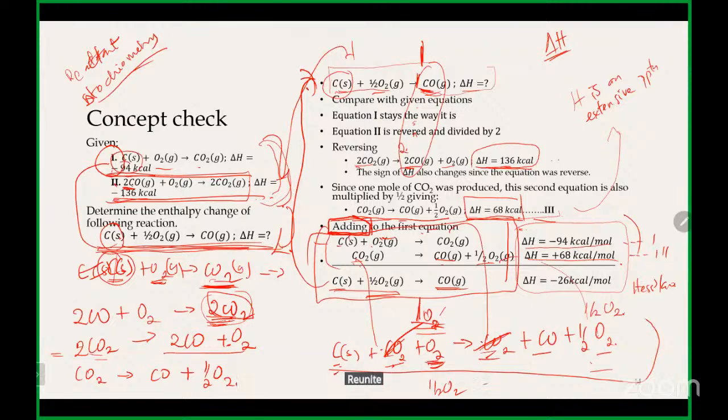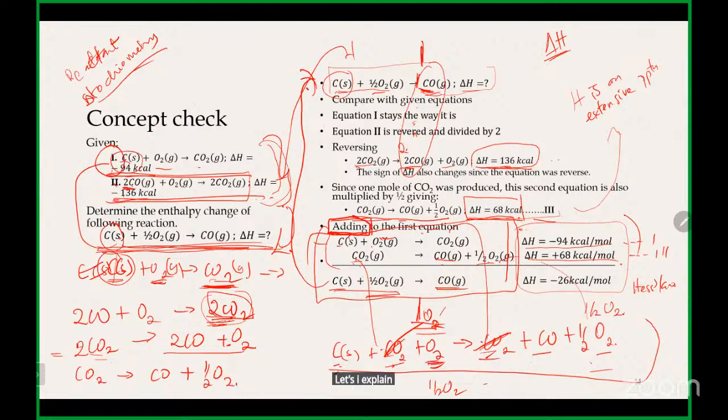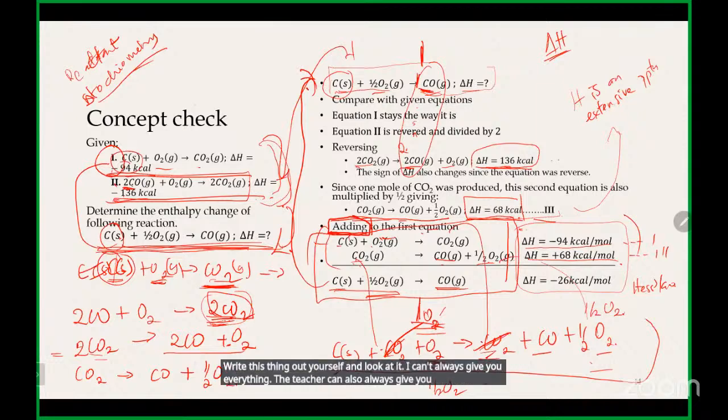If we're adding, why are we subtracting 1 over 2? What do you think? Because there's oxygen on both sides of the equation. There's oxygen in the reactant side, and there's oxygen in the product side. You have to subtract that oxygen from both sides of the equation. Ah, he has given you a very good explanation. Write this thing out yourself and look at it. I can't always give you everything. The teacher cannot always give you everything you need. You need to reason out some things.